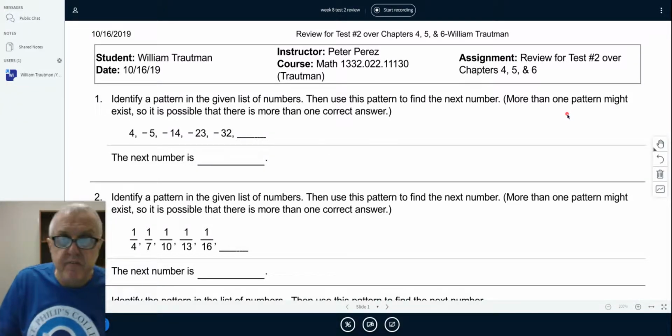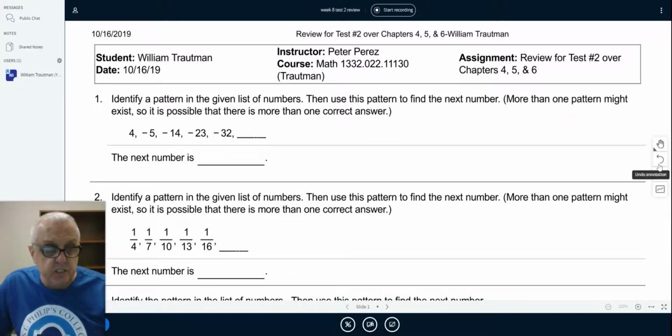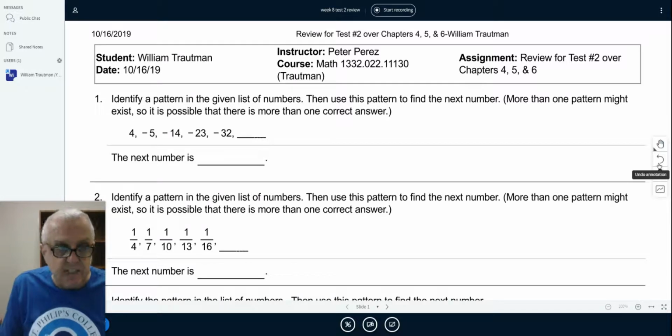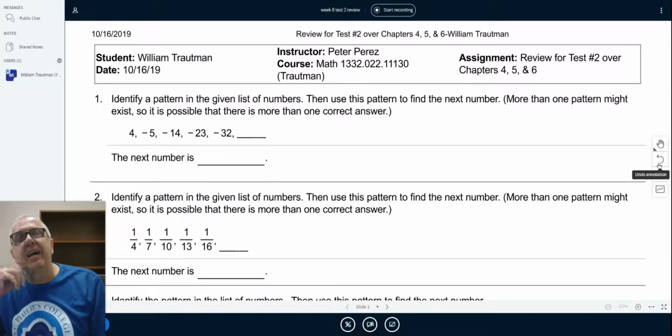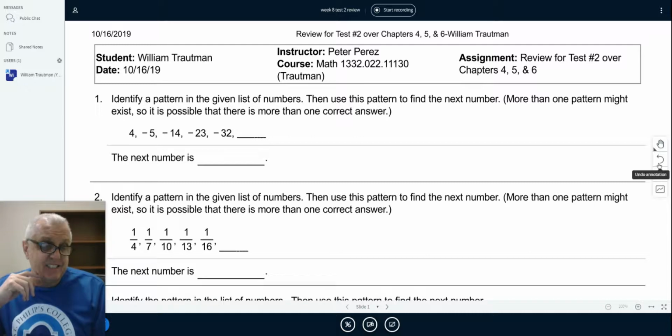Hi, everybody. This is Math 1332, Test 2 Review. If you go to the homework section and scroll down after the last homework assignment in this area, you'll see Test 2 Review. That's where I'm getting the problems from, okay? So that's where I'm getting all these problems from.